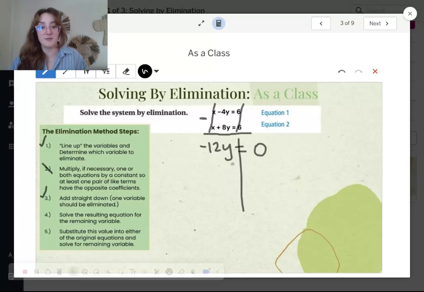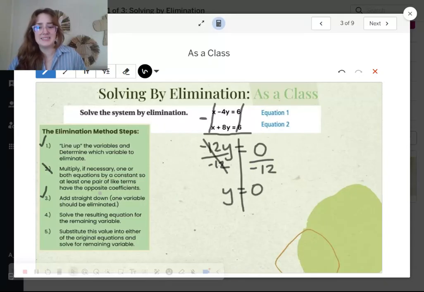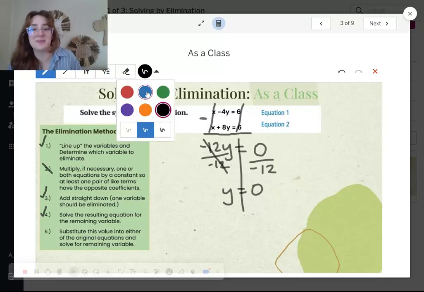Okay, so now we're going to solve for y. We're going to get rid of that coefficient. A one-step equation, guys. We got this. y is going to be 0. Okay, look at that. And we're already on step 5, guys. Like, it's moving so quick.